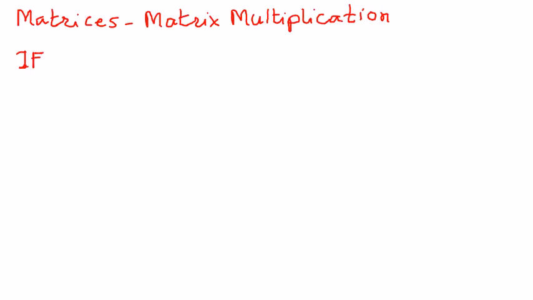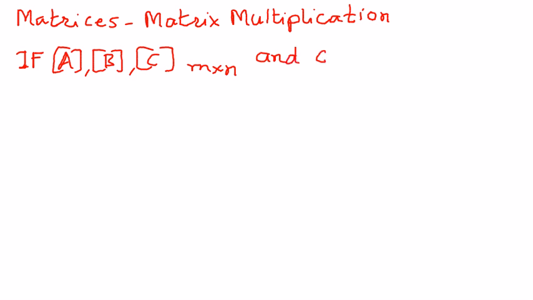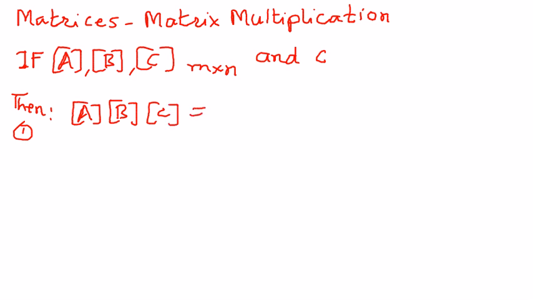If A is a matrix, B is a matrix and C is a matrix, and if these are of size m by n, and if C is any scalar quantity or constant, then we can write the following properties. 1. If we have three matrices multiplied together like this, A times B times C, no matter which way we combine them, the result is going to be the same. Let me write the right hand side as well, and then I'll explain this.